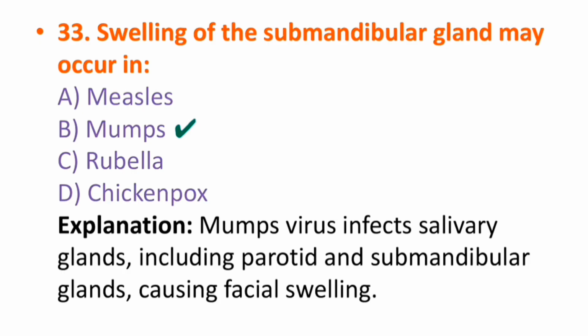Swelling of the submandibular gland may occur in option A measles, option B mumps, option C rubella, option D chickenpox. The correct answer is option B mumps. Mumps virus infects salivary glands including parotid and submandibular glands, causing facial swelling.